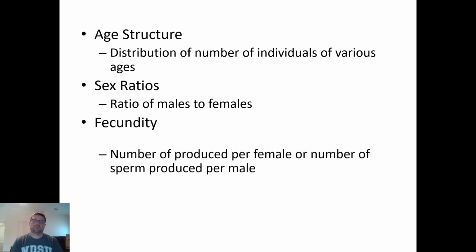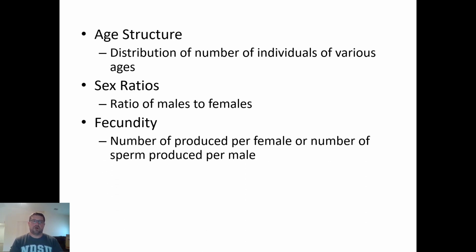Fecundity is another one. Okay? So fecundity is the number of offspring that is produced by a female, or basically the potential offspring that's produced by a female. Or fecundity also can represent the number of sperm that's produced by a male. But most of the time, we're not worried about sperm. Sperm is cheap. Males produce way more sperm than they could ever use. So normally what we're interested in when it comes to fecundity is the number of eggs that a female can produce and for how long.